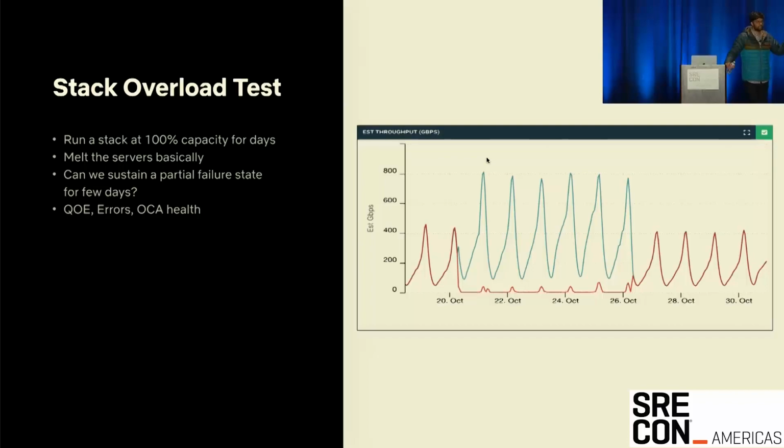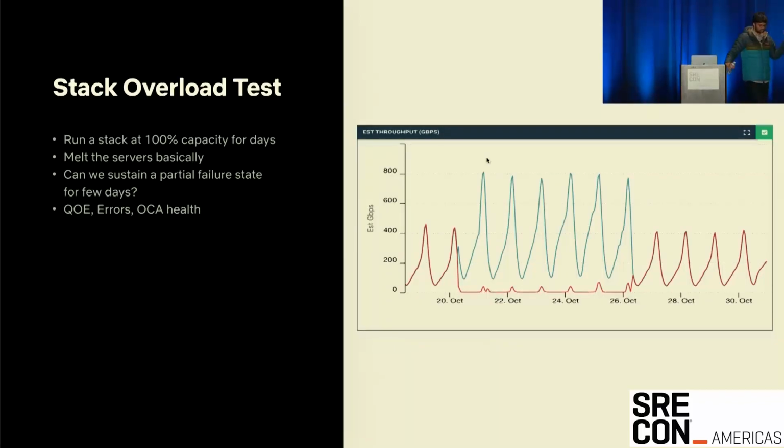So in this case, we'll be looking at whether the OCAs are behaving properly when they are completely hammered. We want them to melt, and they are at 100% all the time for a week. What does that do to the clients? Are the clients behaving properly? Obviously the latency would be a little bit higher for the clients when we do this overload test. So we want to make sure that the clients are able to handle this perfectly.